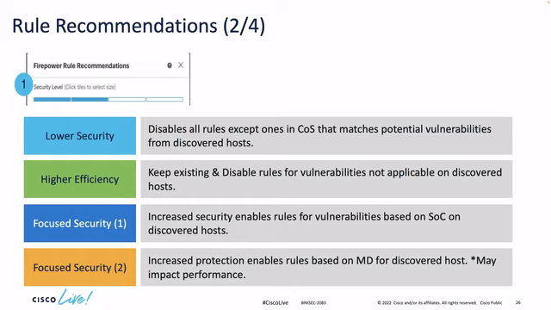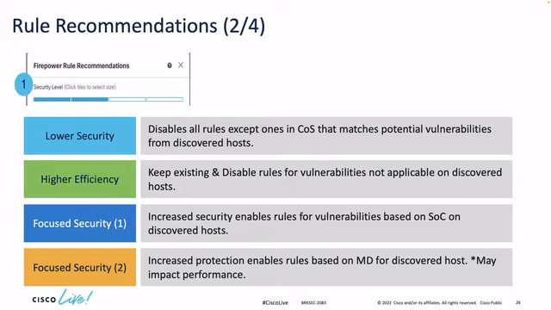Last but not the least is focus security level 2. This uses maximum detection as the underlying policy, where the number of rules that are recommended as part of discovered host would be higher in number. Focus security 2 is usually recommended to be used when you are testing the system and not in a production network, because this may impact the overall performance of the box.